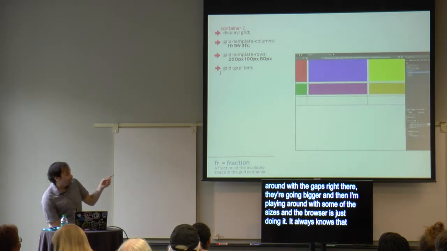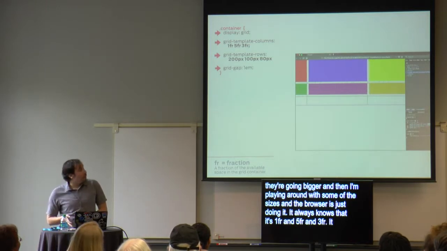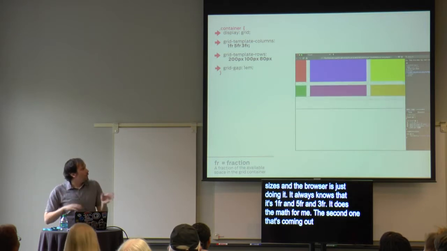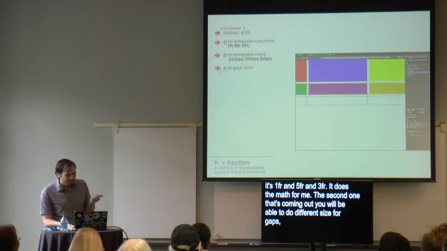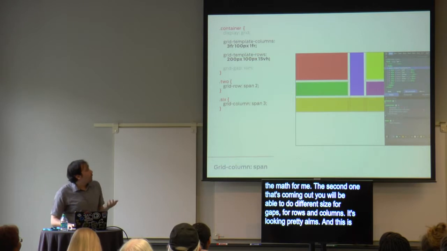This is from the first spec of CSS Grid. In the second one that's coming out, you will be able to have different sizes for gaps, different sizes for rows and for columns. It's looking pretty awesome. All right, so that's the first demo, right? And this is pretty straightforward. Now let's look at another sample.